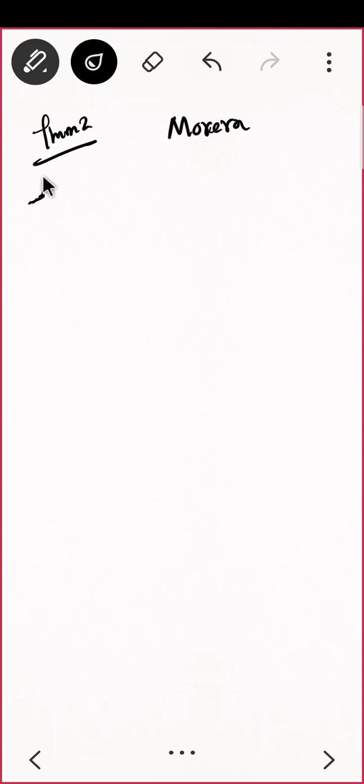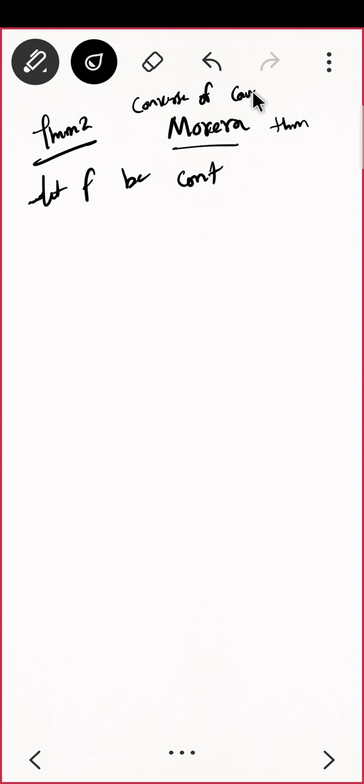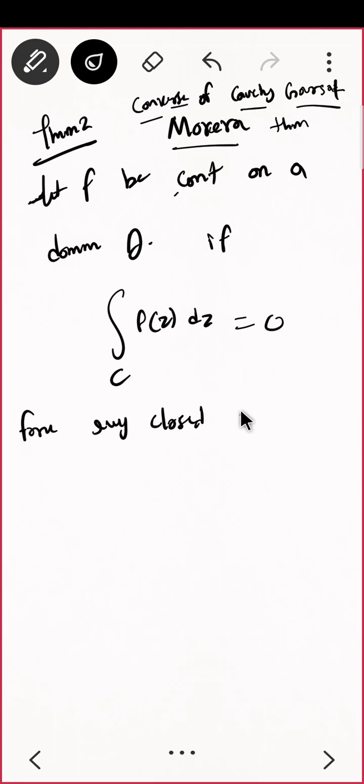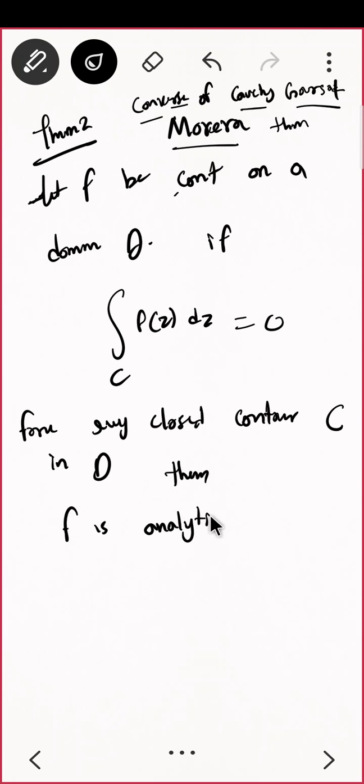See, let f be continuous on a domain D. If integral f of z dz over C equal to 0 for every closed contour C in D, then f is analytic throughout D.